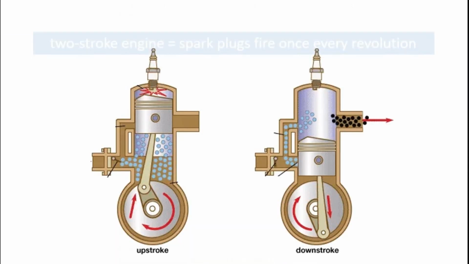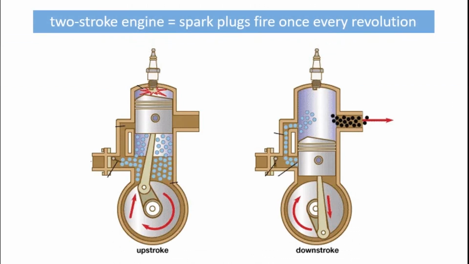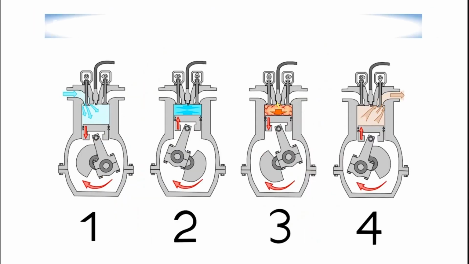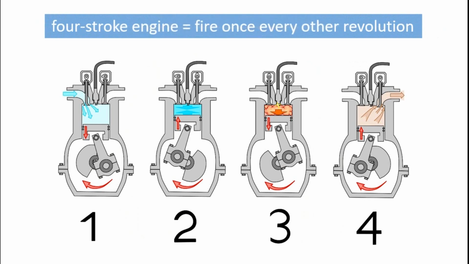Now let's talk about the differences between 2-stroke and 4-stroke engines. The first difference is the fact that the spark plugs fire once every revolution in a 2-stroke engine, and fire once every other revolution in a 4-stroke engine. A revolution is 1 set of 4 strokes. 4-stroke engines allow each stroke to happen independently. A 2-stroke engine requires the 4 processes to occur in a downward and upward stroke, which gives the 2-stroke its name.